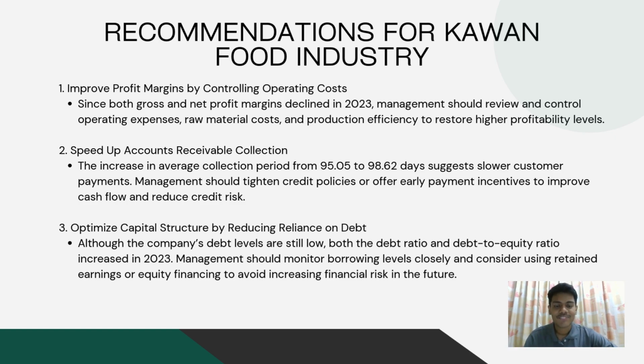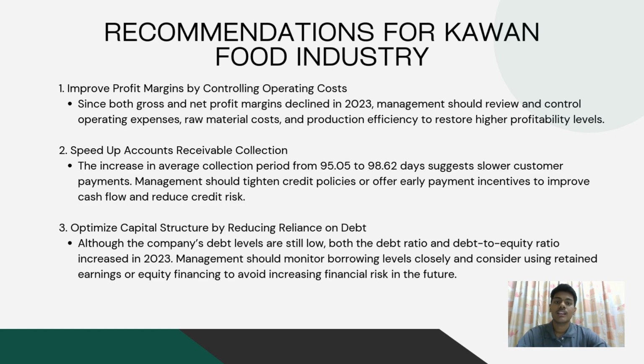Okay, next is the recommendation for the Kawan food industry to overcome their weakness. So the first one is improve profit margin by controlling operation cost. Since both gross and net profit margin declined in 2023, the management should review and control operating expenses, raw material cost, and production efficiency to result in higher profitability levels.